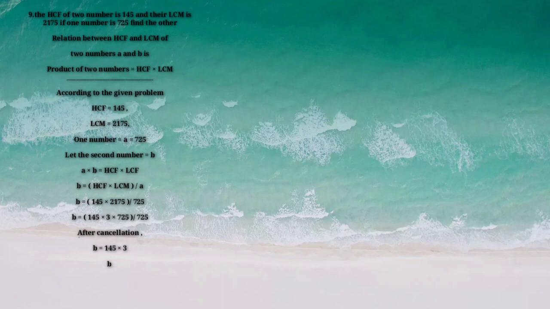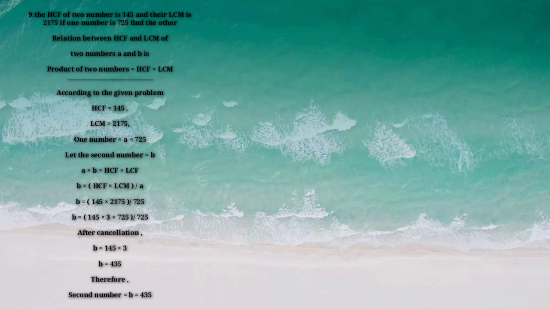So value of HCF 145 and the value of LCM 2175, which will be divided by 725. If you are dividing these numbers with 725, so 725 will be cancelled out due to factoring 2175. So finally we are getting 145 into 3. So 145 multiplied by 3, 435. Therefore the second number is 435.